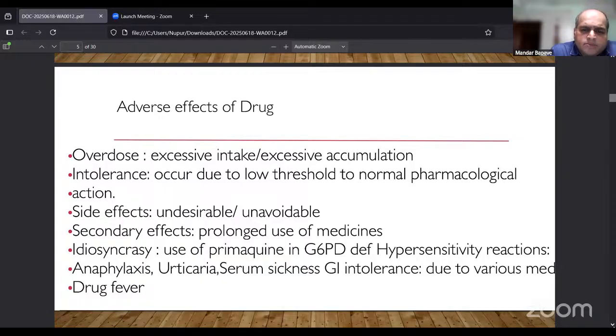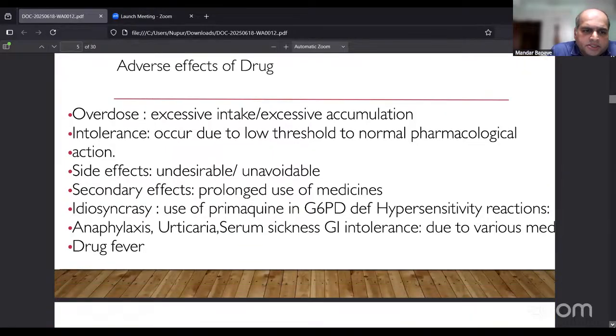Serum sickness is seen because of antibiotics, and GI intolerance, as we have already seen, can occur because of, for example, amoxicillin. Drug fever is also an extremely important adverse effect, and this occurs because of persistent use of medications. And my colleague would be taking the lecture on fever. He would be talking about one of the commonest causes of pyrexia of unknown origin.